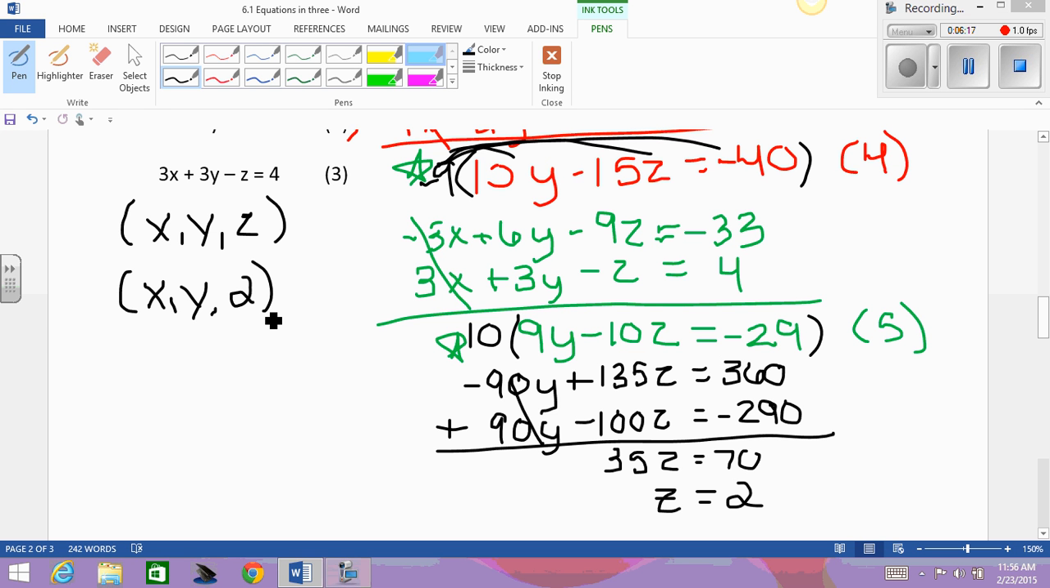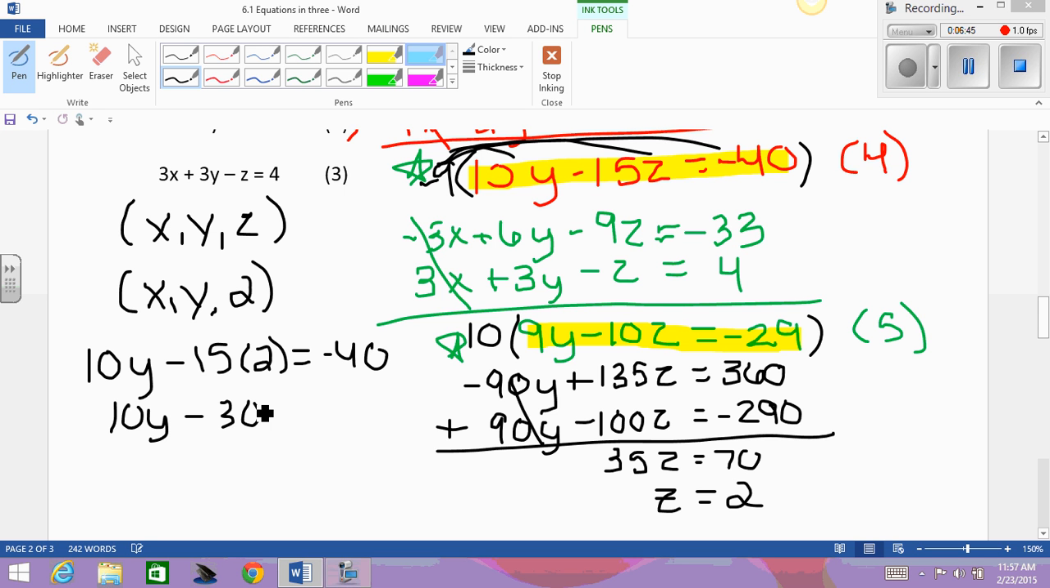Now, we had two equations that we made for ourselves, here and here. Those are just in terms of y and z. If I know z, that can very easily find me my y by using substitution, right? So I can do that. 10y minus 15 times 2 equals -40. 10y minus 30 equals -40. 10y equals -10. Y equals -1.